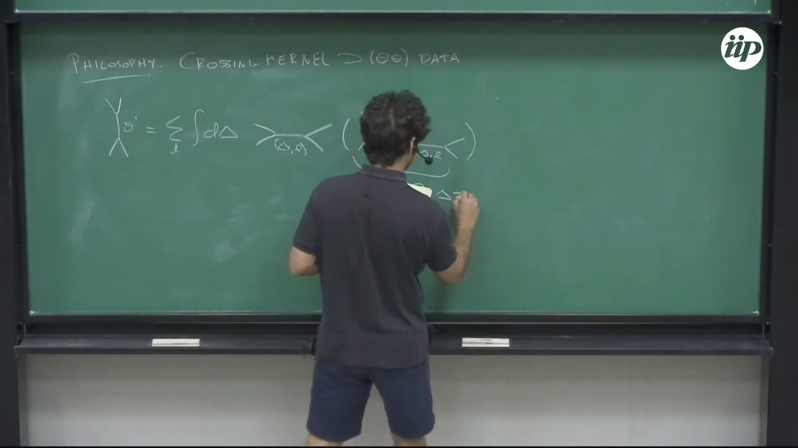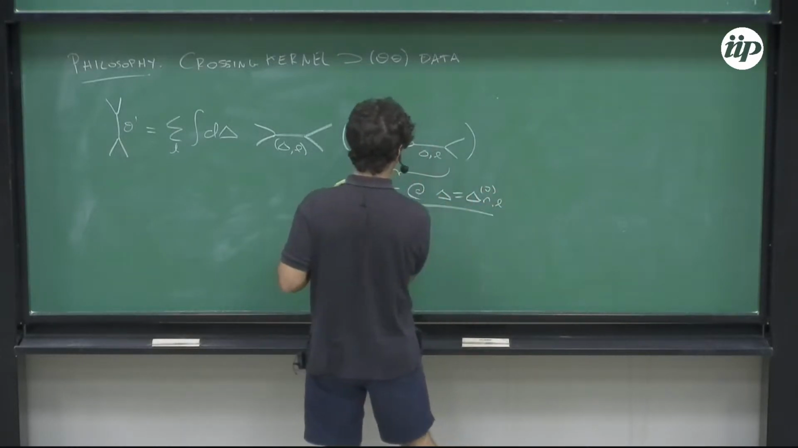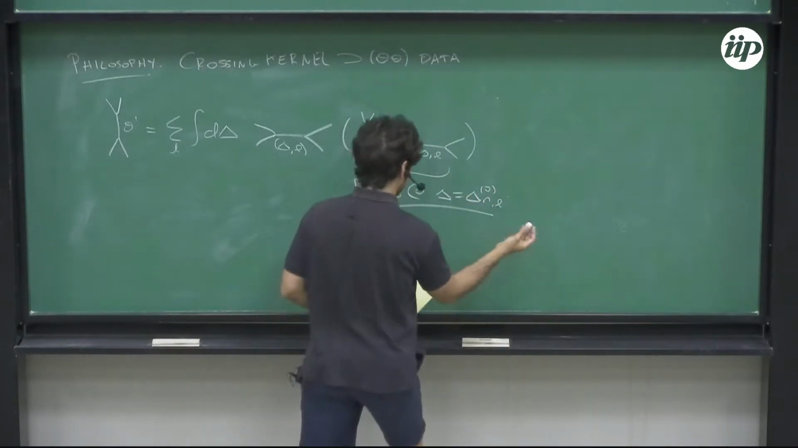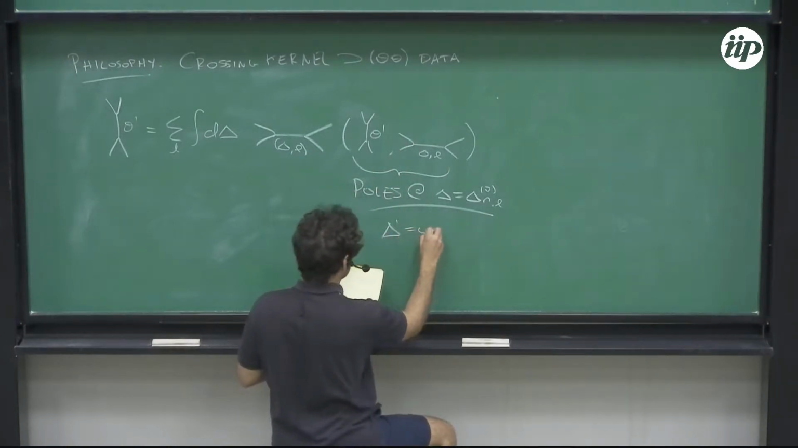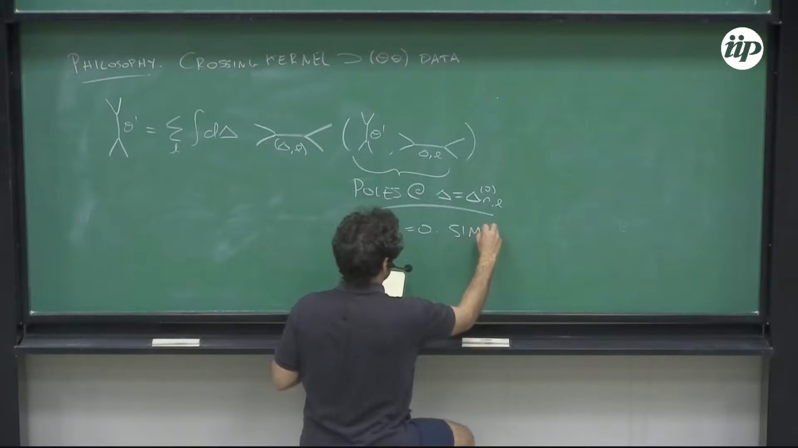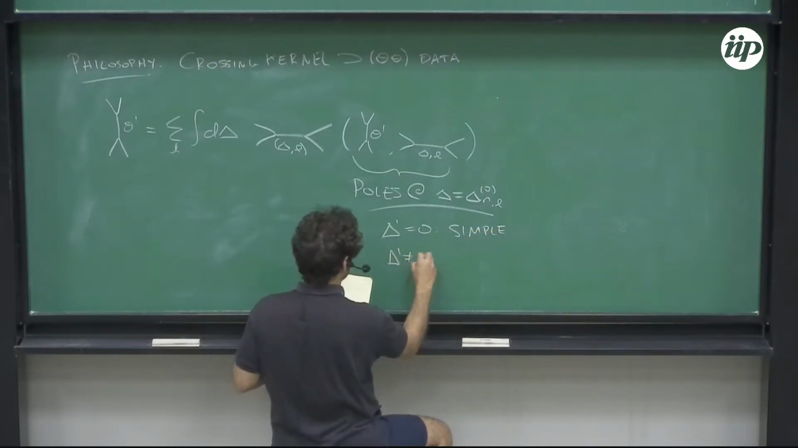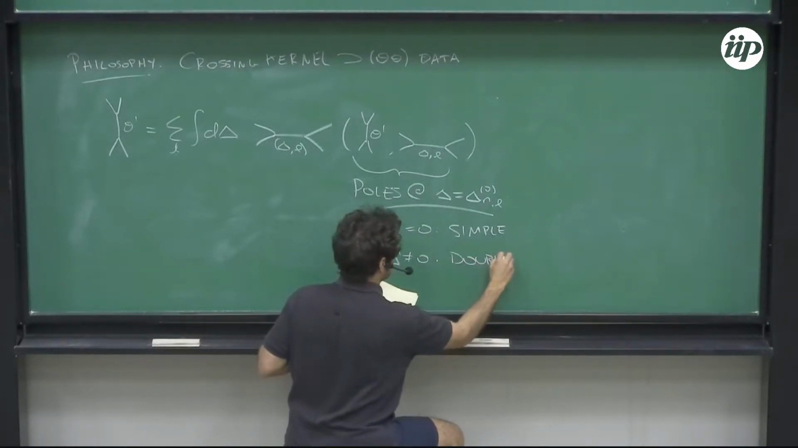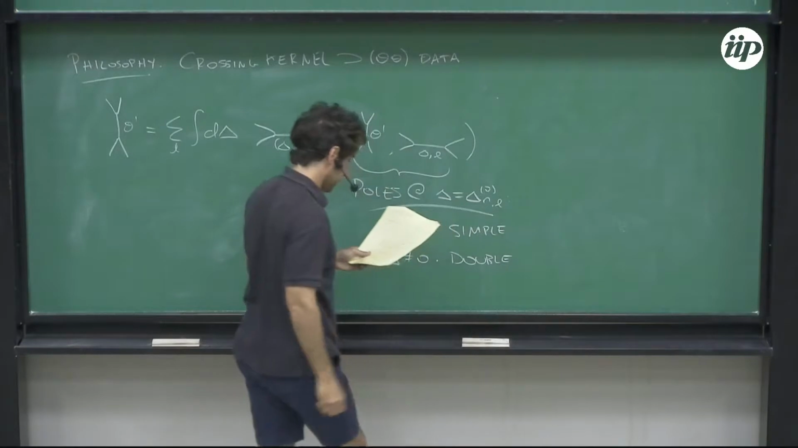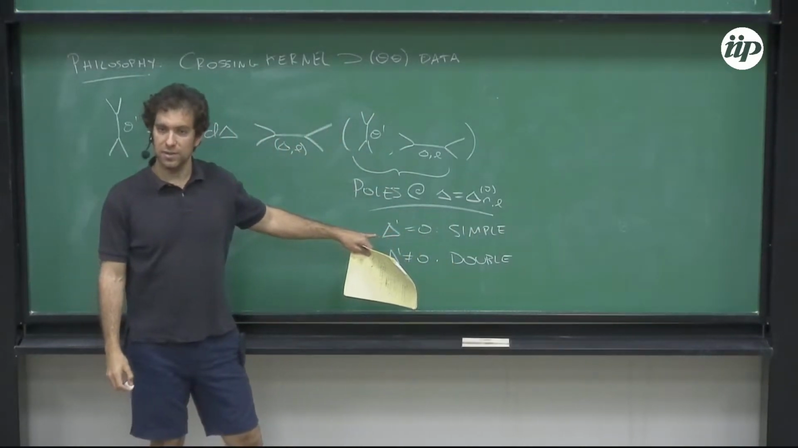Poles at delta equals the dimensions of MFT. And so if delta prime, the dimension of the T-channel operator, is 0, these are simple poles. And if the T-channel operator is not the unit operator, then these are double poles. The residues of these simple poles just give you the MFT OPE coefficients.